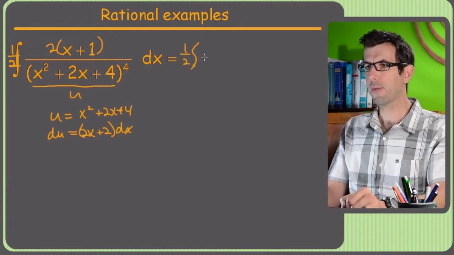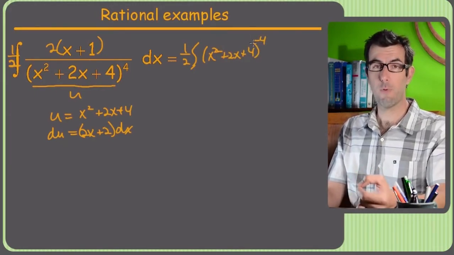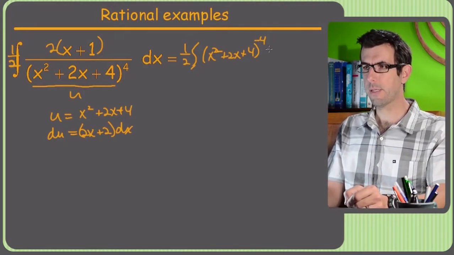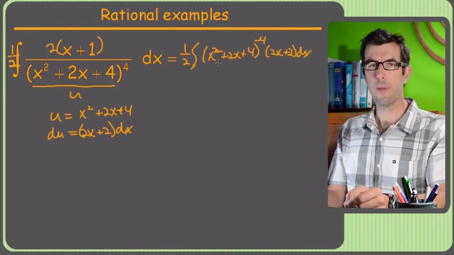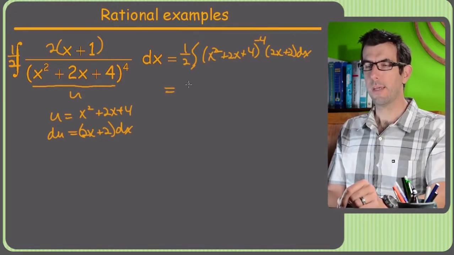So we have 1/2 times the integral of (x squared plus 2x plus 4) to the negative 4 power. That's what we did to bring it upstairs. And it gets multiplied by (2x plus 2) dx. All right, so at this point we've got a good clean power rule situation. The du matches the u, so we'll be sticklers.